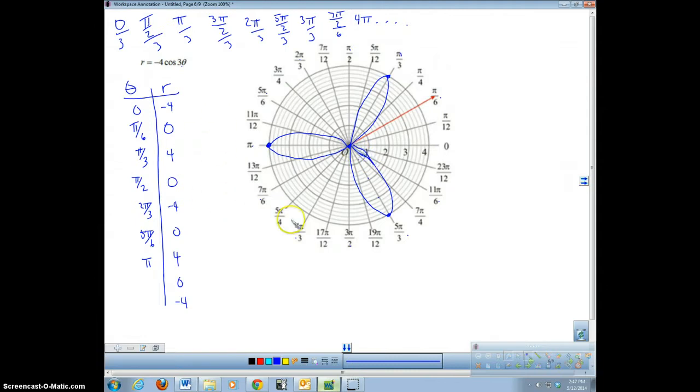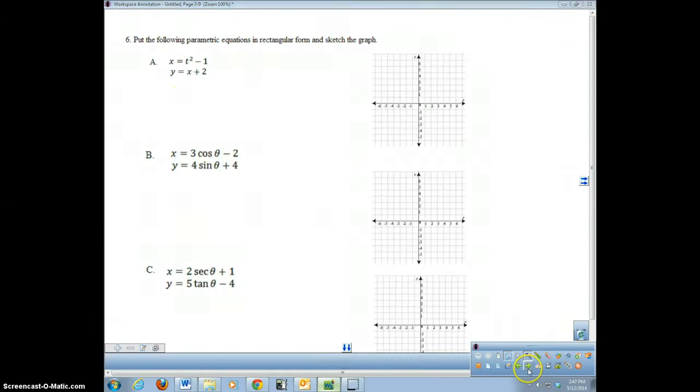Okay? So just remember there's a pattern involved. And if you can remember the pattern and my little trick of dividing by n, you'll be able to get all your points. Okay, let's look at the next one.